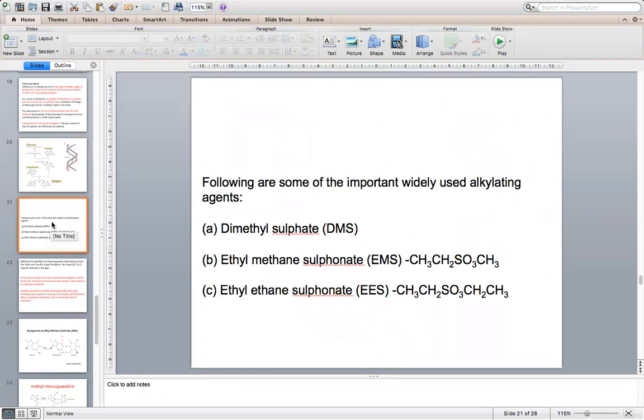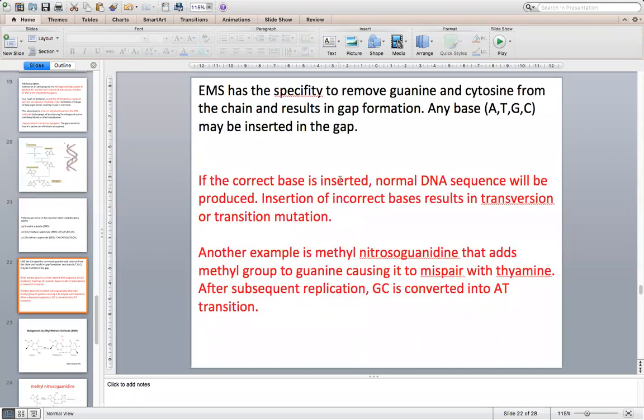Okay, so then we have the most important alkylating agents: DMS, dimethyl sulfonate, ethyl methane sulfonate, which is very important, and we also have ethyl ethane sulfonate. We will be looking at EMS, or ethyl methane sulfonate. The very important thing is that EMS has the specificity to remove guanine and cytosine. The beautiful thing about EMS is that it can remove the cytosine or the guanine specifically from the chain.